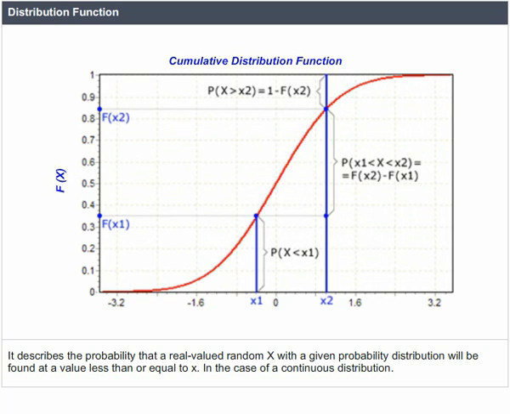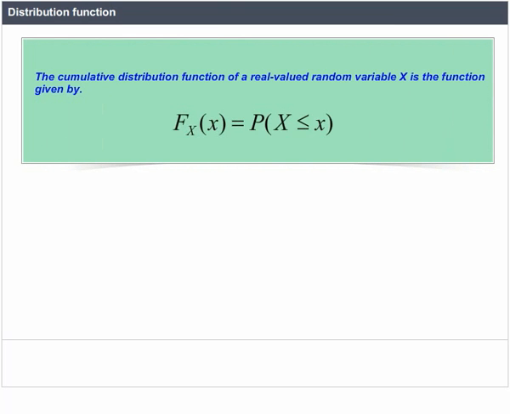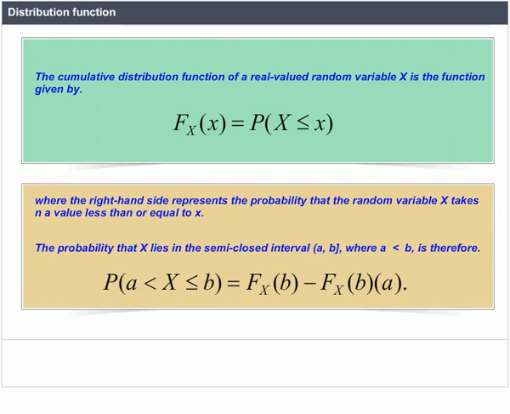In the case of a continuous distribution, it gives the area under the probability density function from minus infinity to x. Cumulative distribution functions are also used to specify the distribution of multivariate random variables. The cumulative distribution function of a real-valued random variable X is the function given by F(x) equal to the probability of X less than or equal to x, where the right-hand side represents the probability that the random variable X takes on a value less than or equal to x.